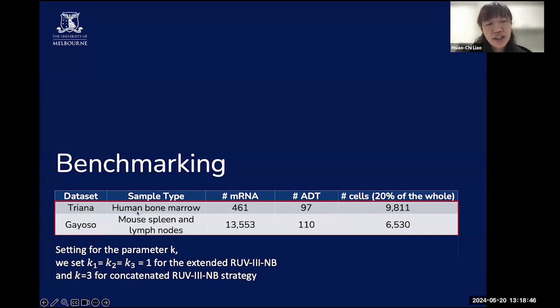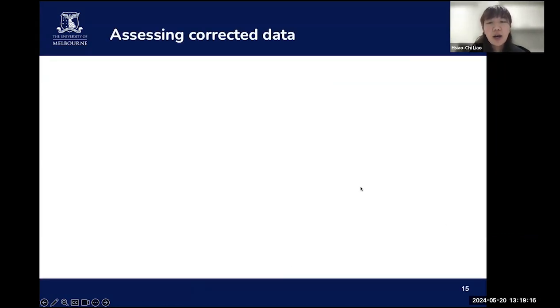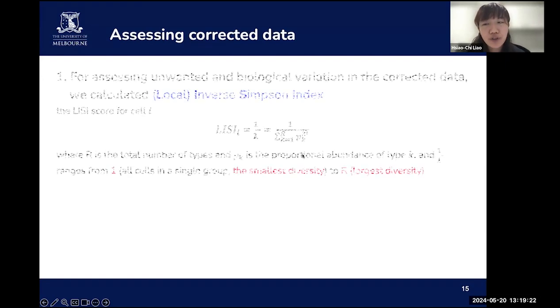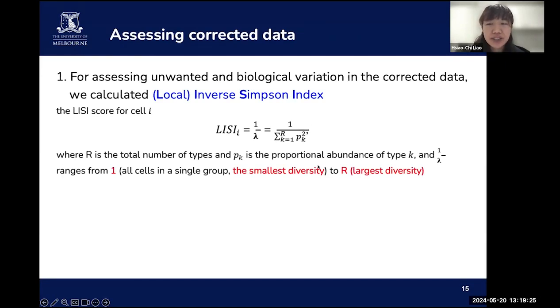We have the Triana data set, where the samples are from human bone marrow. And the Gayoso data set has samples from mouse spleen and lymph nodes. For the extended IUV3MB, we set the 3 K parameters to 1. And for the concatenated IUV3MB, we set K equal to 3 for a fair comparison between those 2 methods. For the assessment of the unwanted and biological variation in the corrected data, we calculated Lisi scores.